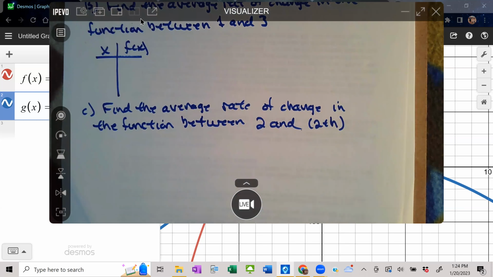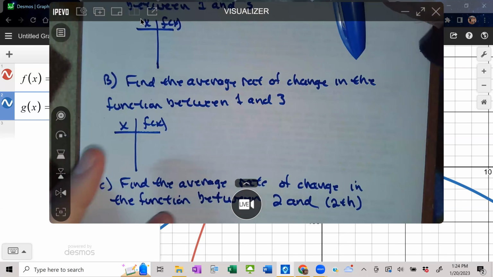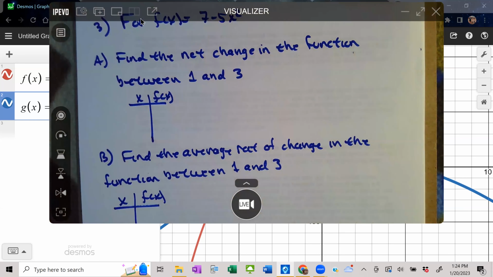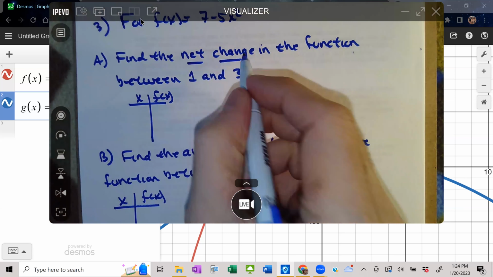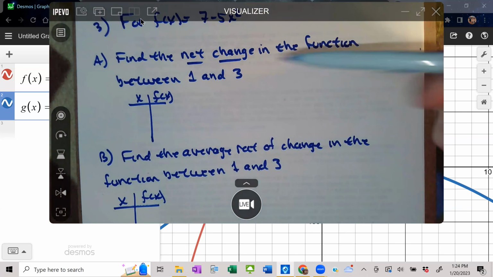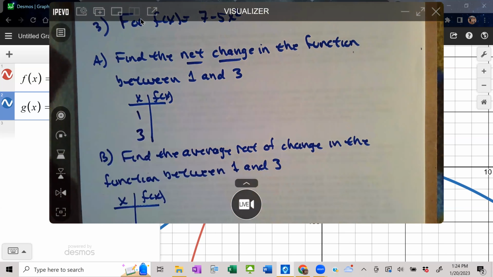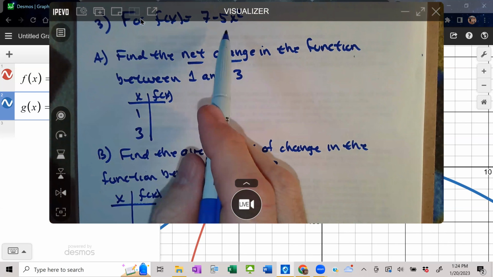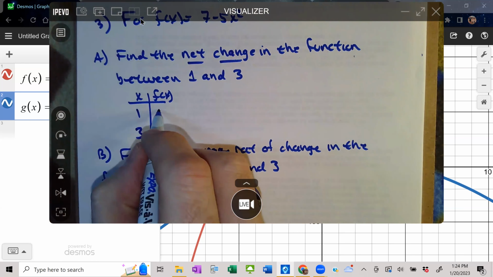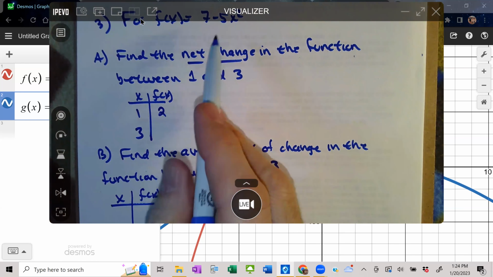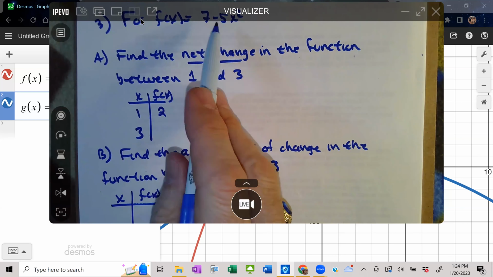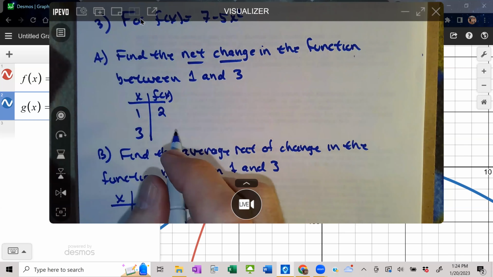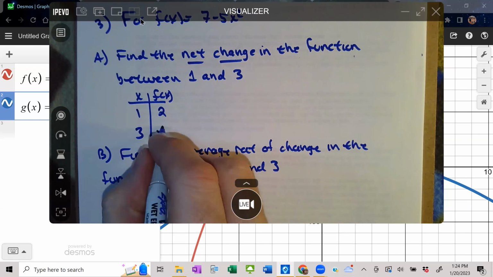We spent a lot of time with net change and average rate of change. So let me refresh you a little bit on those. If I want to find the net change in the function between 1 and 3, the first thing I've got to do is find the values of the function at 1 and 3. So at 1, f of 1 is 2. At 3, f of 3 is going to be 7 minus 5 times 9, or 3 squared. 7 minus 45 is negative 38.